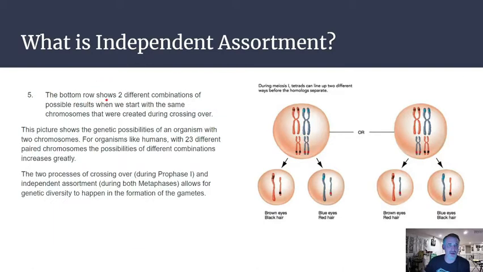The bottom row shows two different combinations of possible results when we started with the same chromosomes that were created during crossover. So this picture shows the genetic possibilities of an organism with just two chromosomes. For organisms like humans with 23 different pairs of chromosomes, the possibilities of different combinations increase greatly. The two processes of crossing over during prophase 1 and independent assortment during metaphase allow for genetic diversity to happen in the formation of these gametes.